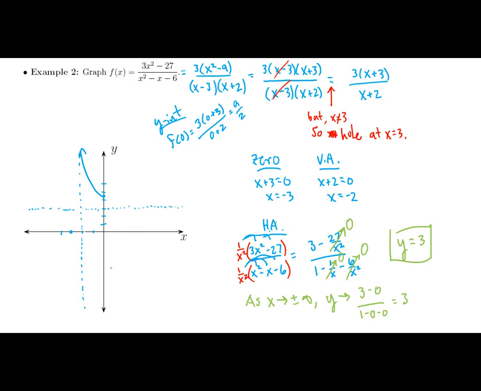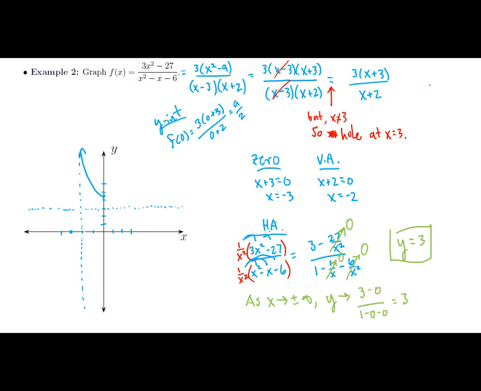So to know precisely where to place that hole, what we should do is plug in 3 into this formula, right? We know you can't plug 3 into the original, but if we plug it in here, that'll essentially tell us if there wasn't a hole there, what should be there, what y value should we be at.